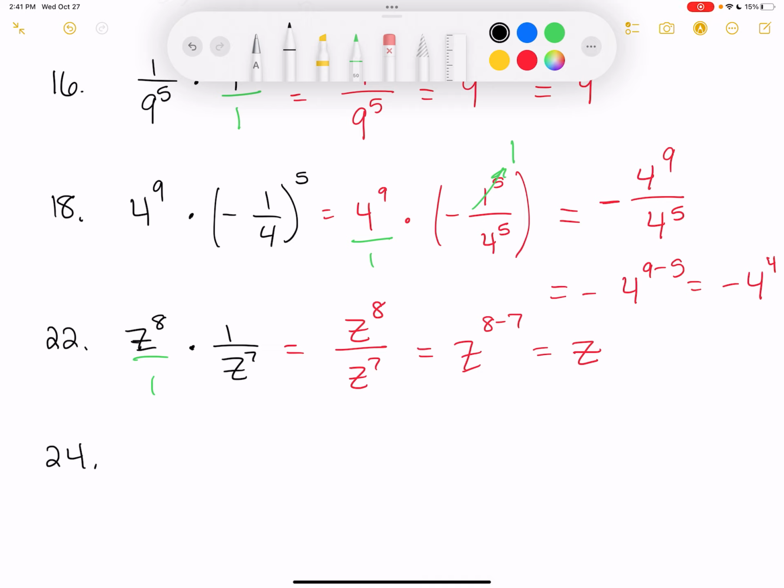All right, 24. J over K to the 11th. What do we do with this one? Do you add 11? No, because it has parentheses. Do you add 11 to both of them? Okay, put 11 on both of them. So J to the 11 over K to the 11.